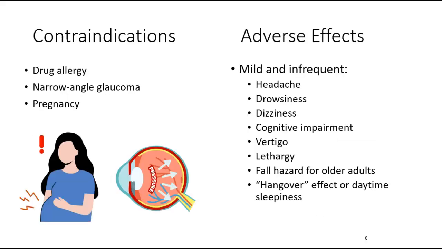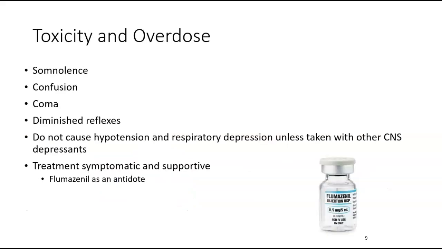Some contraindications for our benzodiazepines are any allergy. Remember, an allergy to the drug is an absolute contraindication to the drug. Also those with narrow angle glaucoma and pregnancy. Some of the adverse effects are listed over here for you. They're mild and infrequent, but people will complain of headache and drowsiness and kind of a hangover effect in the daytime. So what happens if there's a benzodiazepine overdose?